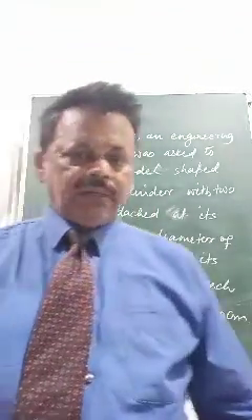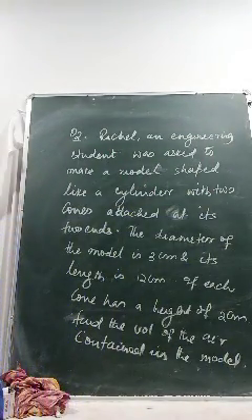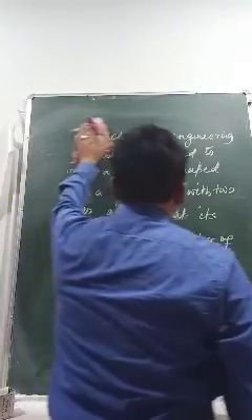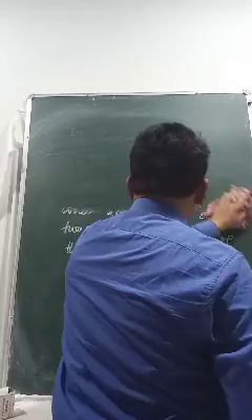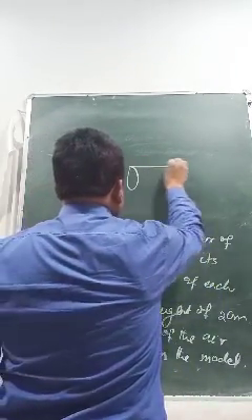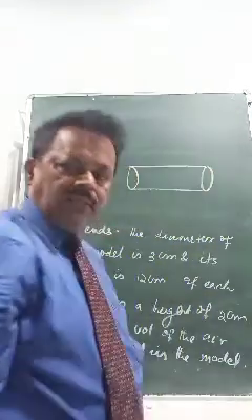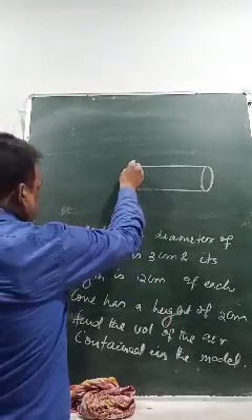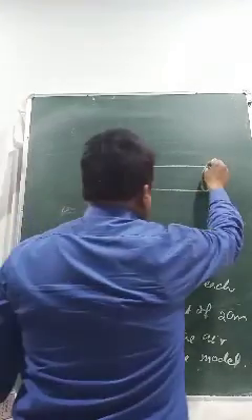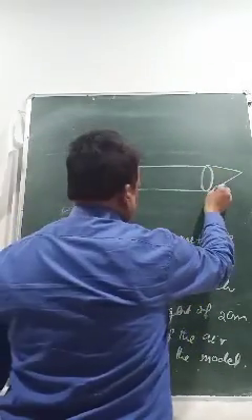Situation. Okay, let me explain the meaning of this. The situation is like this. There is a cylinder, and two ends are attached with a cone. One cone is here, one cone is here.